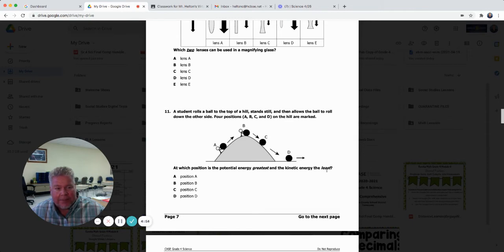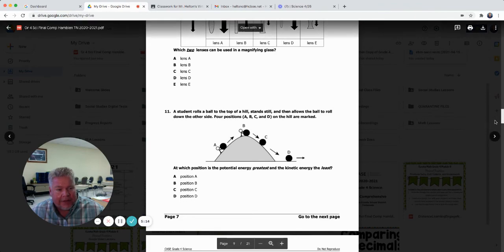Potential is when it has the most potential to have a lot of energy. And anytime there's something at the top of a hill, it has the most potential energy. So our answer on this one is going to be position B. Down here, it's already moving. If it's rolling down the hill, it's moving. But when it gets to the top of the hill, it's got a lot of potential energy. Okay, last one for today.